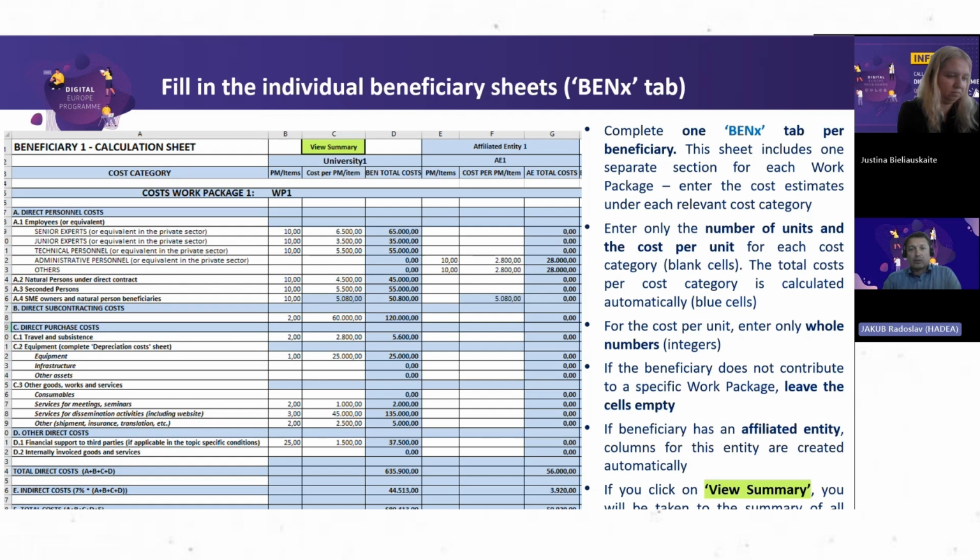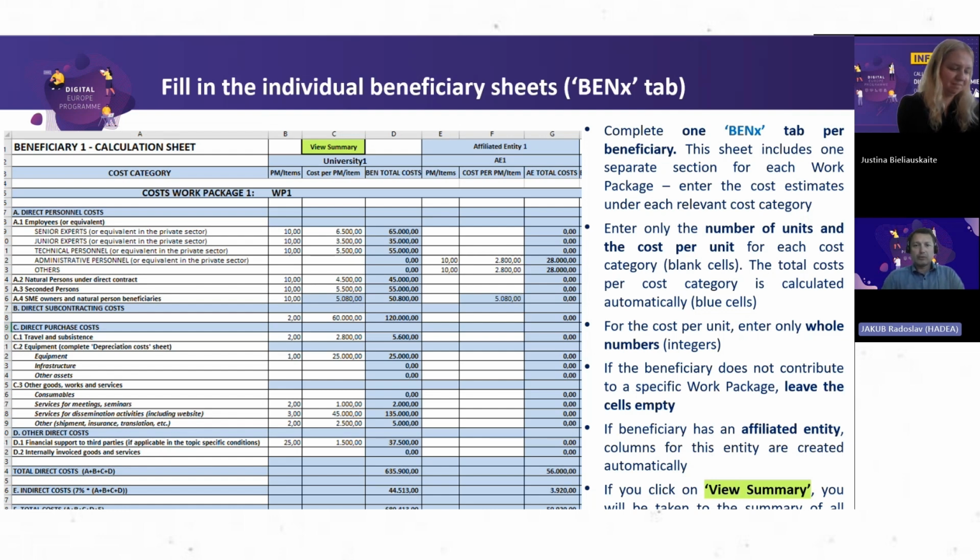Enter only whole numbers, not decimals. If the beneficiary does not contribute to a specific work package, simply leave the cells empty. So don't put zeros everywhere and spend more time than needed on these tables. If a beneficiary has an affiliated entity that was inserted in the list of beneficiaries tab, the columns will also appear automatically, and you encode the data for the affiliated entity in the same way as for the beneficiary.